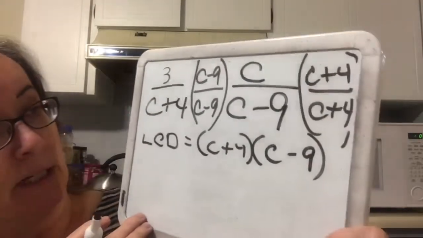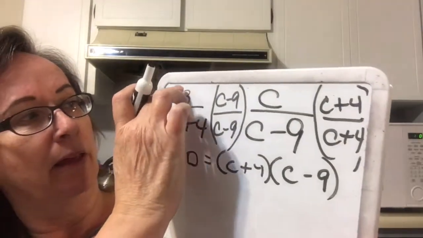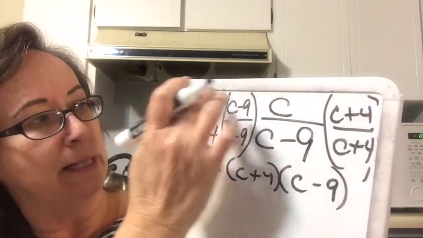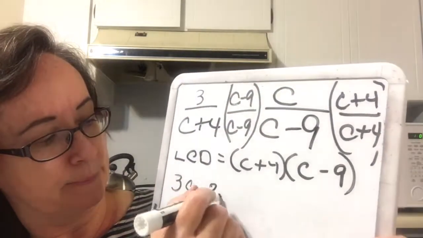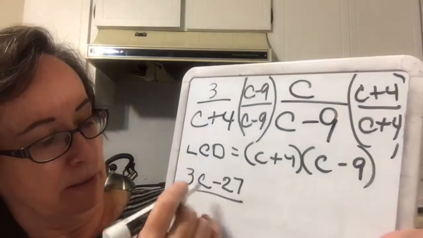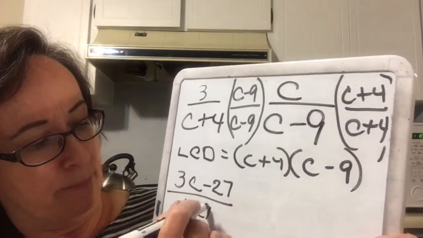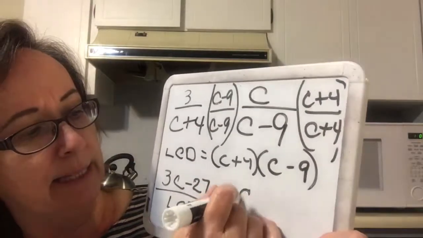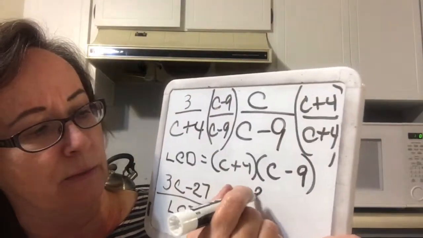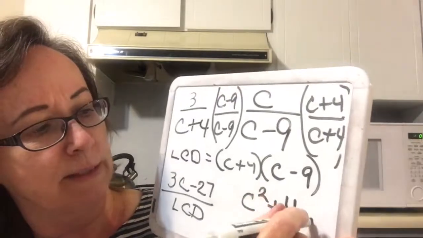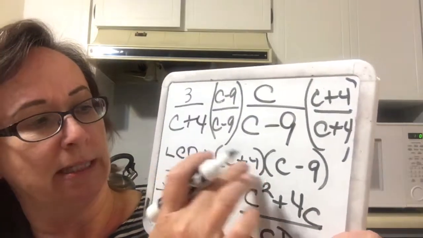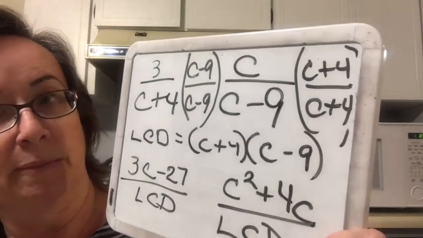And now my final result will be 3 times C, 3 times -9, over the LCD, which is C plus 4, C minus 9. And C times C is C squared, plus 4C, over the LCD, which is C plus 4 times C minus 9.